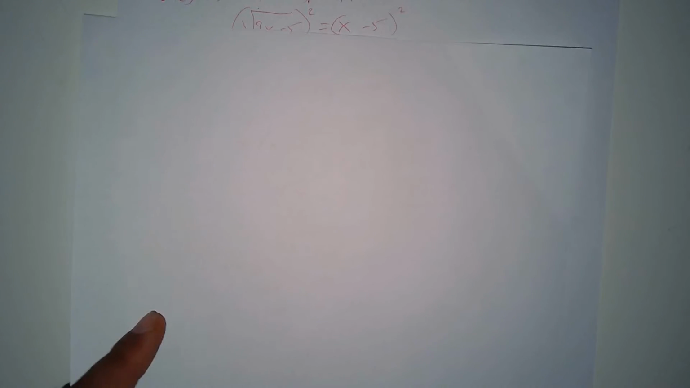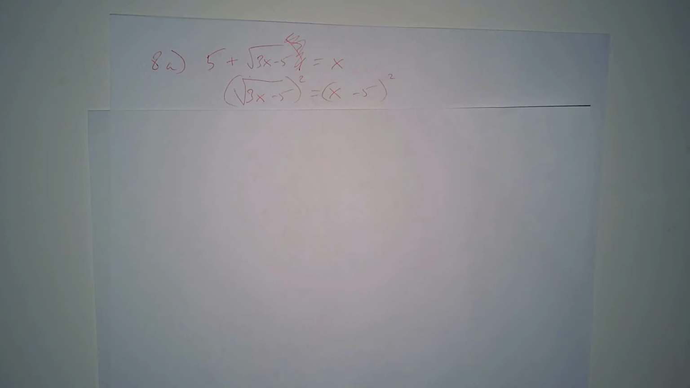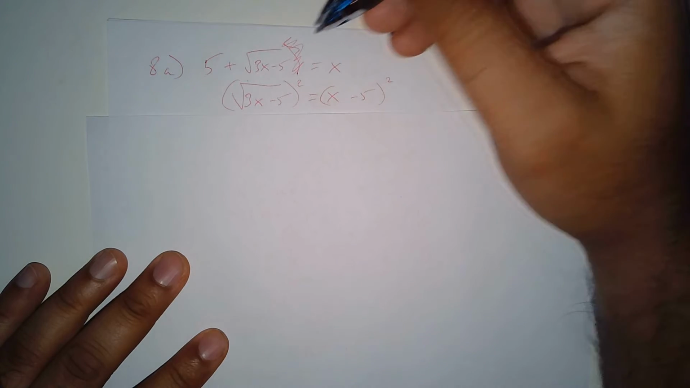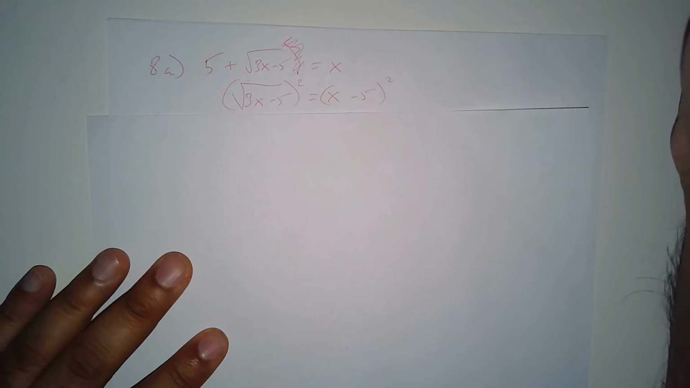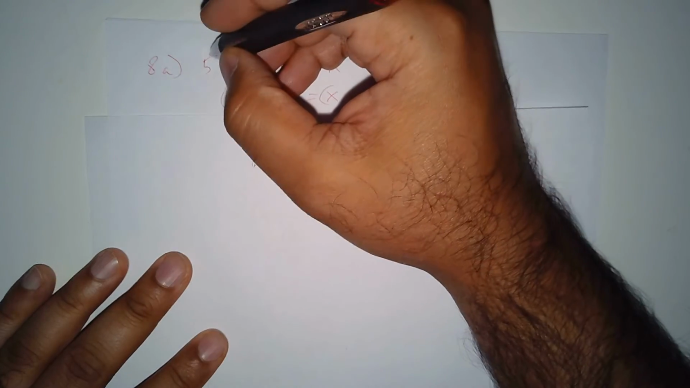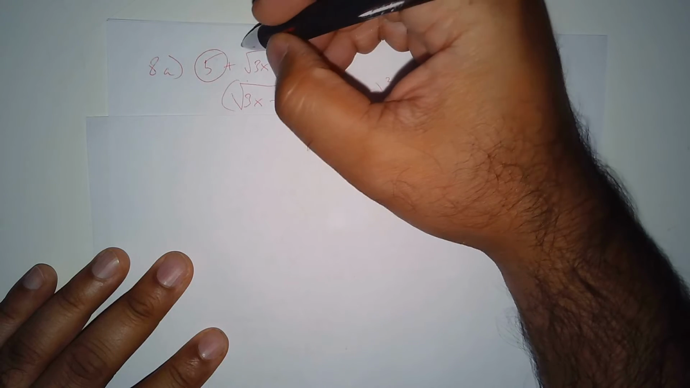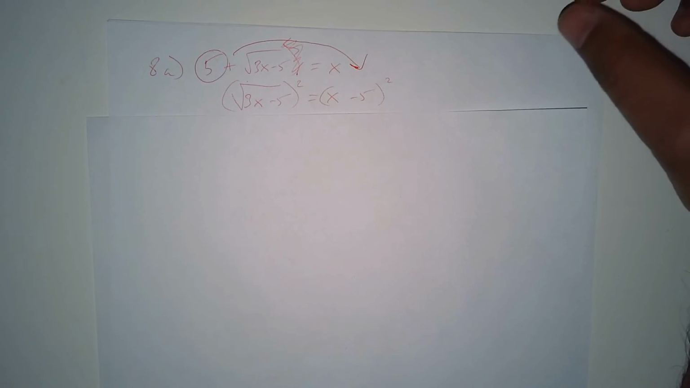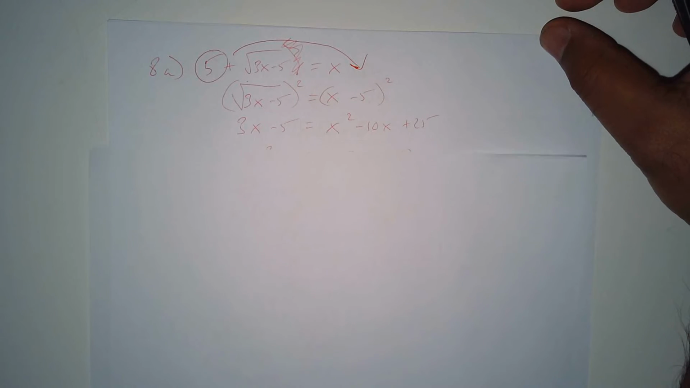Okay, 8a. Okay, so now first thing we want to do, when we square both sides, you want to make it easier. So this 5 here, we don't want it with that root, so we'll move that over to this side. So that's where you get x minus 5. Square both sides. You get 3x minus 5 equal to x squared minus 10x plus 25.